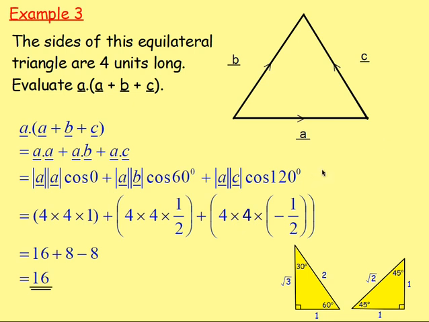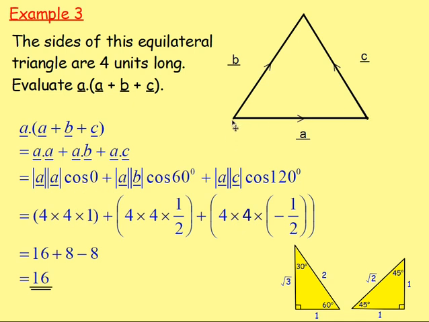We tried more examples. Here we had the sides of an equilateral triangle and they were all 4 units long. Evaluate a dot (a plus b plus c). So here, just multiply out the brackets, so we've got a dot a, a dot b, and a dot c. Remember, a dot a is the magnitude of a times the magnitude of a times cos of the angle between them. Between the vectors a and a, it's two vectors, one on top of the other, so there's 0 degrees between them, so it's cos 0.